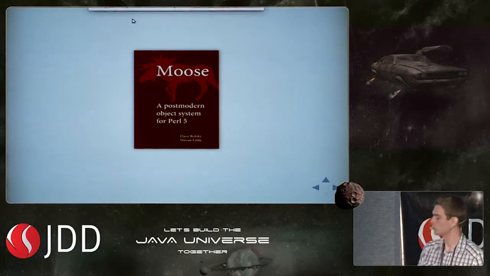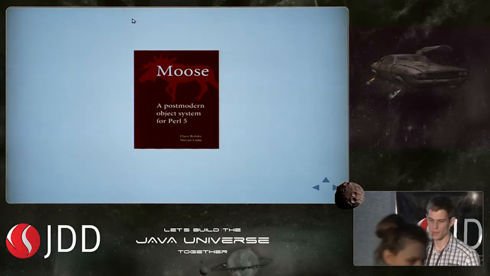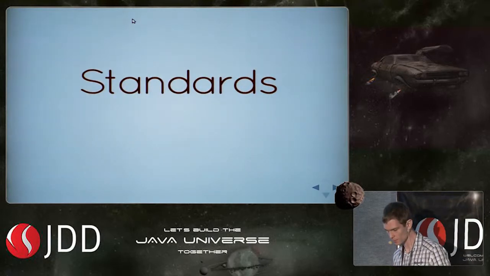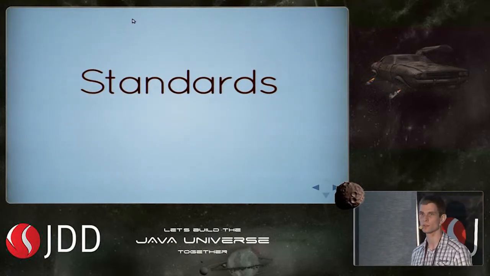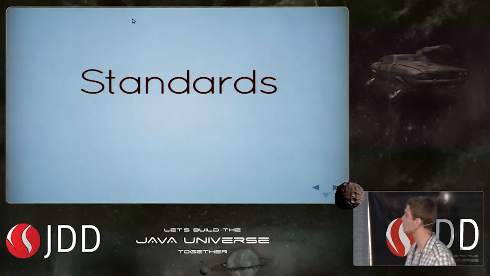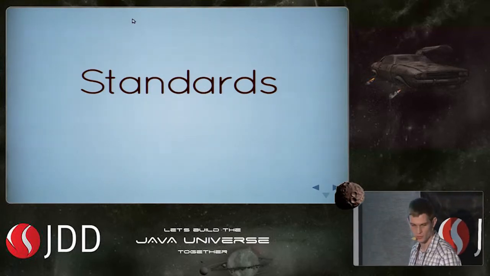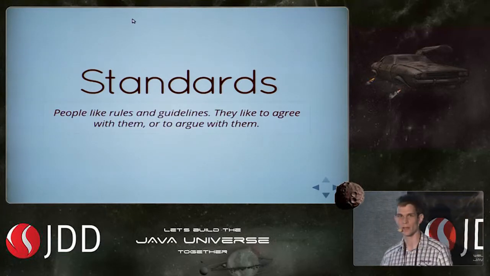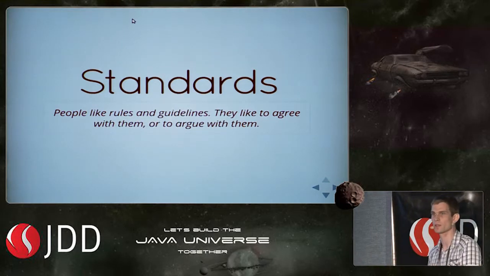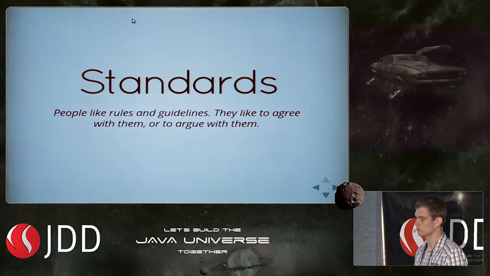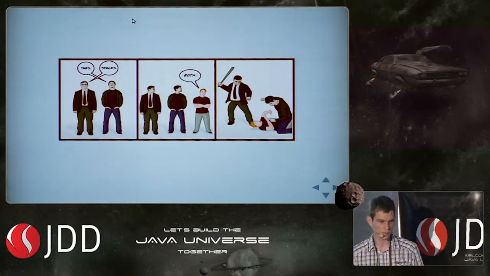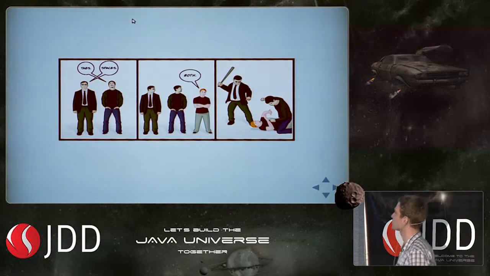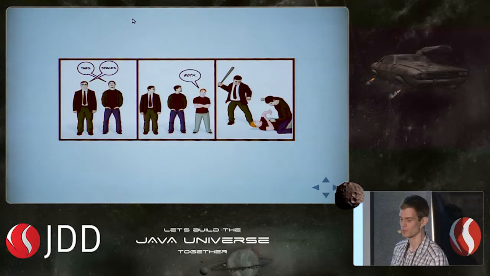Which brings me to the concept of standardizing things and having consistency, not only in Perl but in every language, also in Java. Because standards are very important. You must agree on them, because people like guidelines and they like to agree or disagree. They have this point of view. So, for example, a very old example actually: should we use tabs or spaces? Should we use them or both?